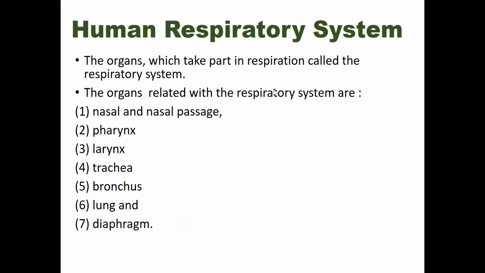So respiratory system means the organs which take part in respiration are called the respiratory system. These are the organs related with the respiratory system: nasal cavity and nasal passage, pharynx, larynx, trachea, bronchus, lung, and diaphragm. So let's discuss one by one.